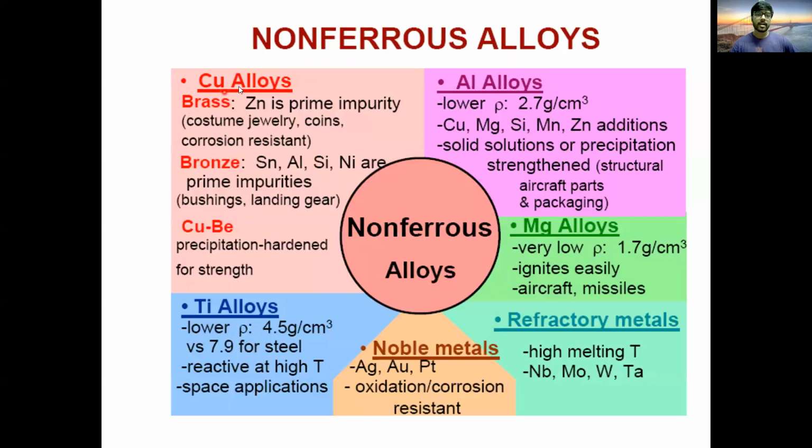Copper alloys can be classified into three groups: brass, bronze, and copper beryllium. Brass is known in Bangla as kasha, and bronze is known as pital. Zinc is the primary impurity, so copper and zinc are mixed together to form a brass material. Some examples of brass are costume jewelry and coins. They show very good corrosion resistance properties.